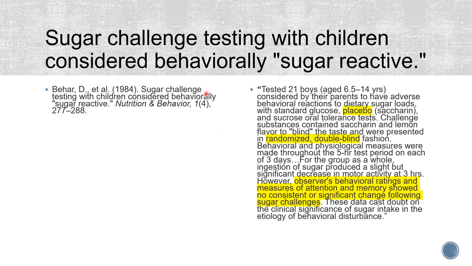Another study, and again, here's your citation. This one tested 21 boys aged 6.5 to 14 who were considered by their parents to have adverse behavioral reactions to dietary sugar loads with standard glucose. So they did a placebo test. It was again randomized, double blind, and they said observed behavioral ratings and measures of attention and memory showed no consistent or significant change following sugar challenges. That is, they could not find any evidence that sugar had any effect on anybody's behavior, even among people whose parents believed that they had sugar sensitivities.